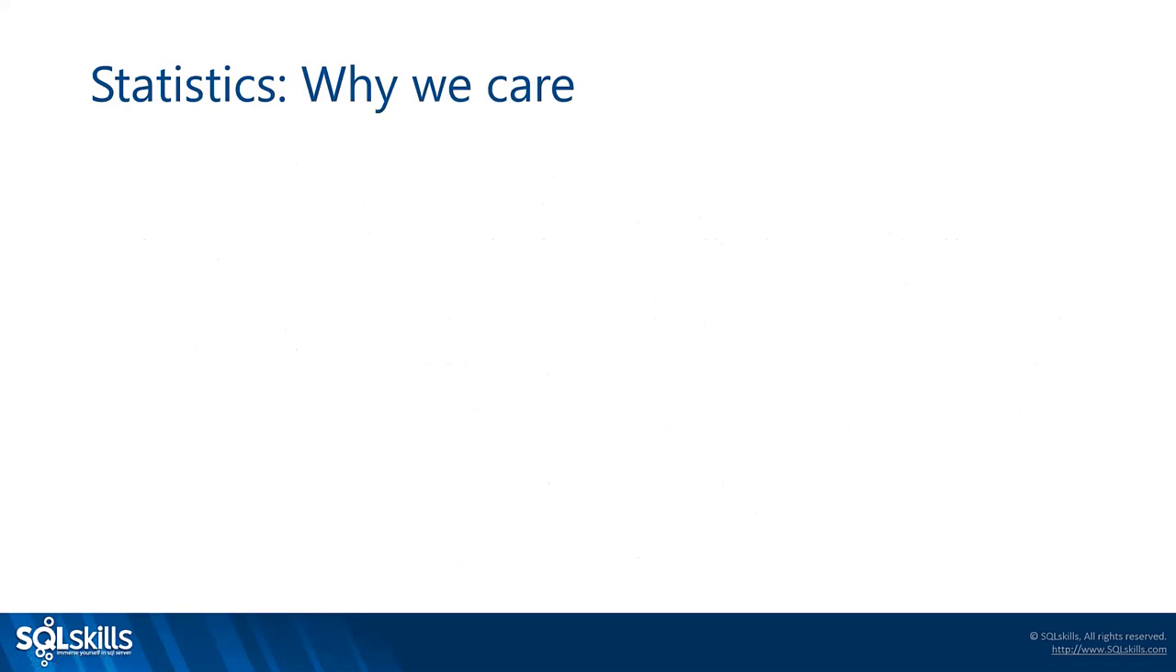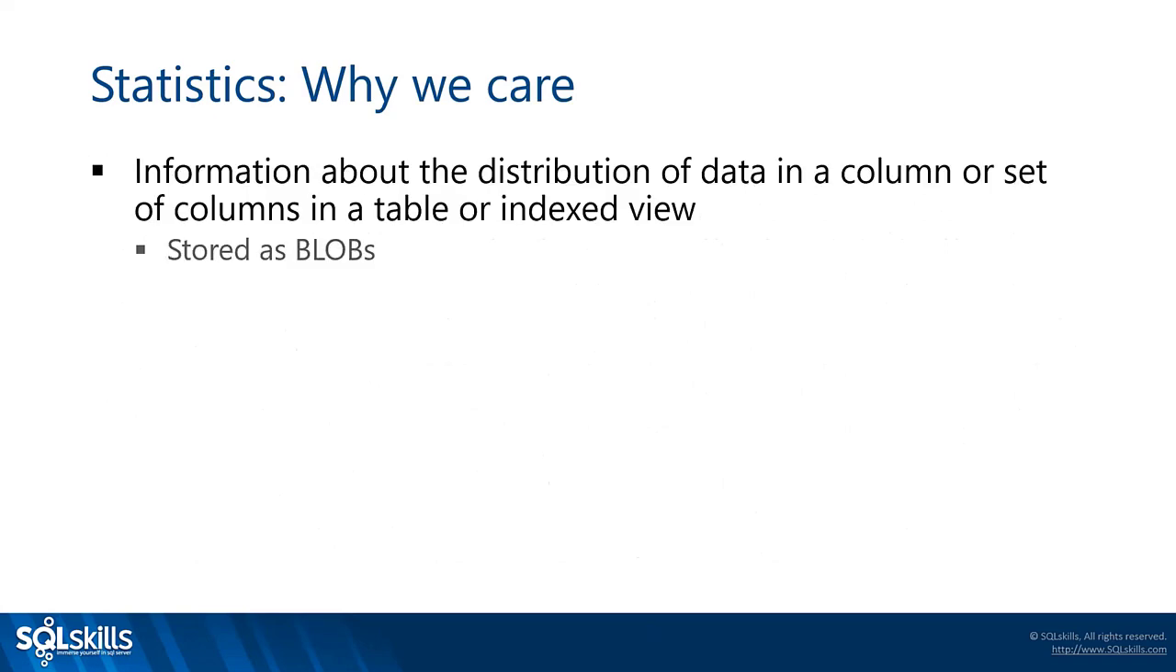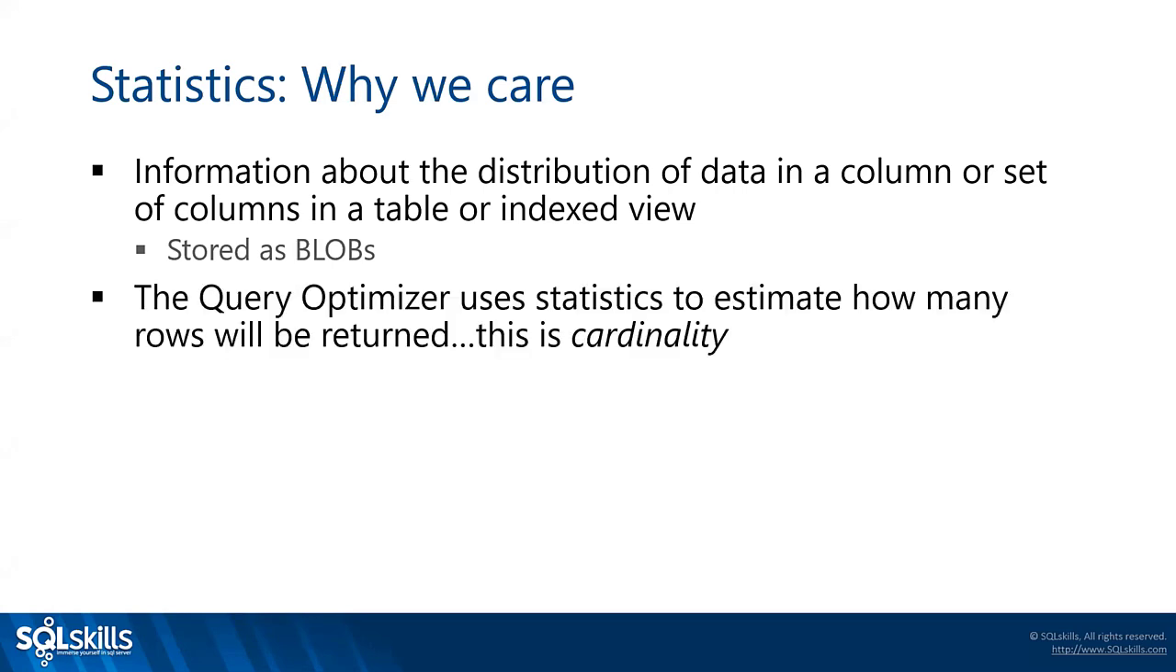So the reason that I care so much about statistics, this was one of the first topics that I talked about when I started presenting, is because this is the information about your data in your database, right? Specifically, it's the distribution of data in a column or set of columns in a table or an indexed view. And this information is stored as a blob in system tables. And it's vital for the query optimizer because it uses statistics to estimate how many rows are going to come back in a query. It's basically estimating what's called cardinality.